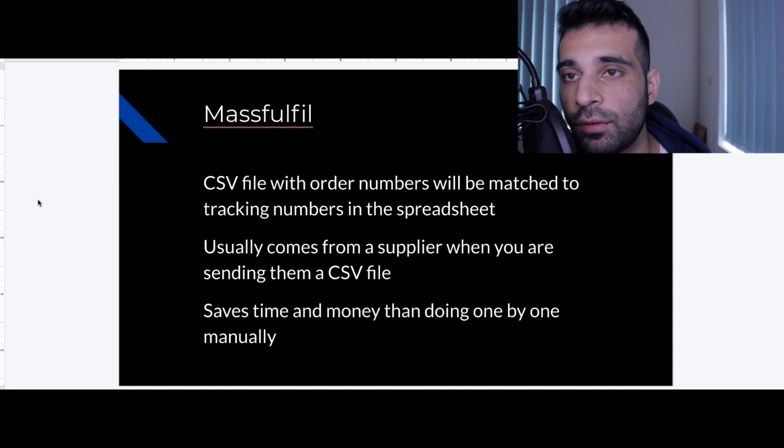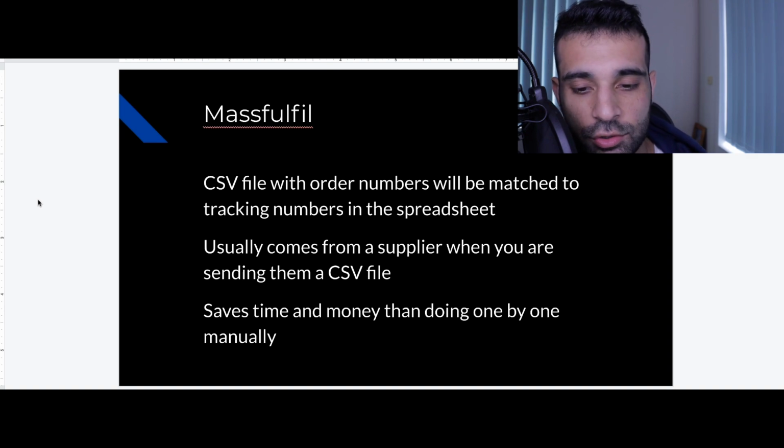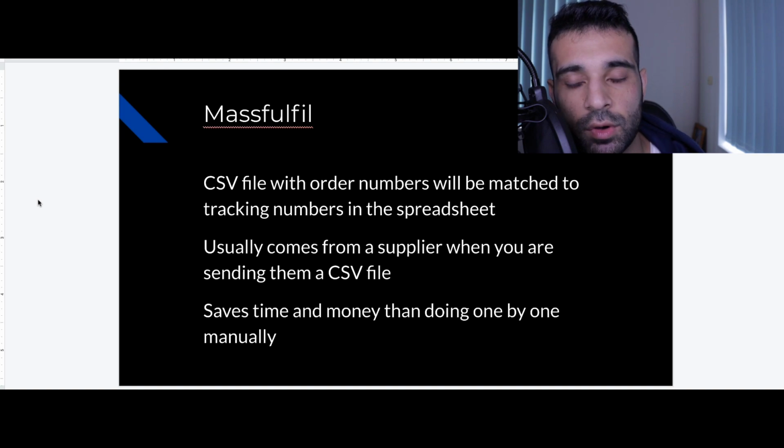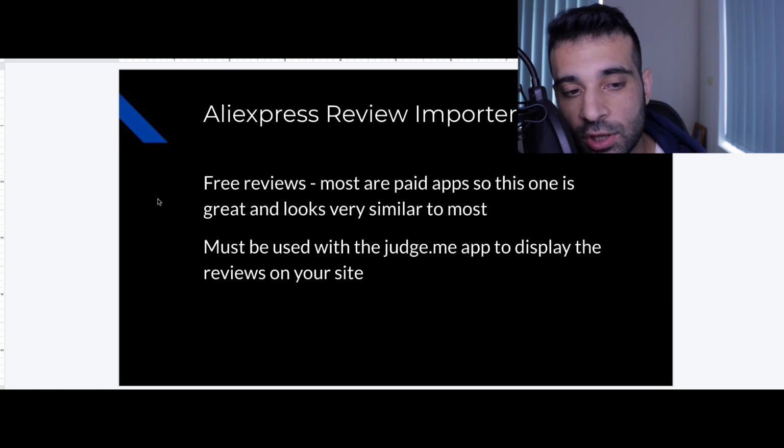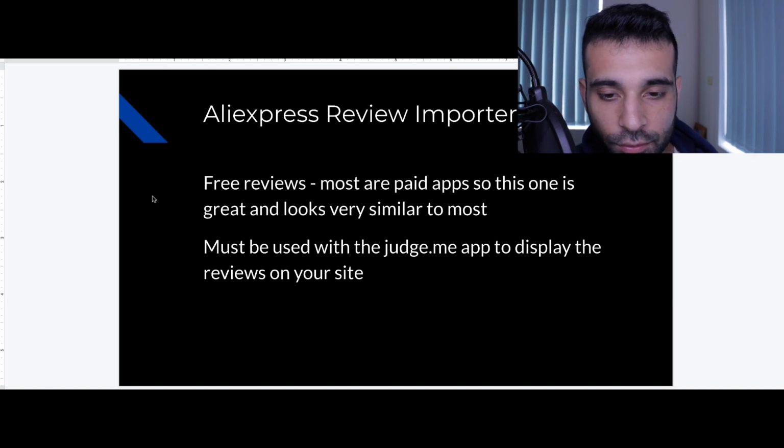So you can use the Mass Fulfill app, and what it does is it matches your order number to the tracking number in the sheet. So just make sure in the sheet you have the order number, which generally you should have, so you can find out which order goes with which tracking number. It recognizes the sheet's order number and then puts the tracking number into that order automatically for you.